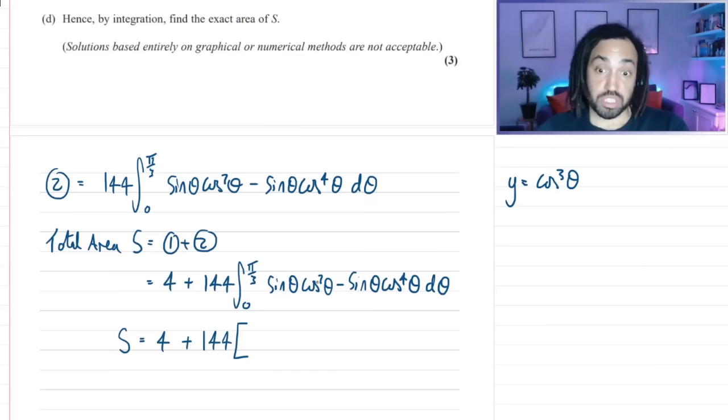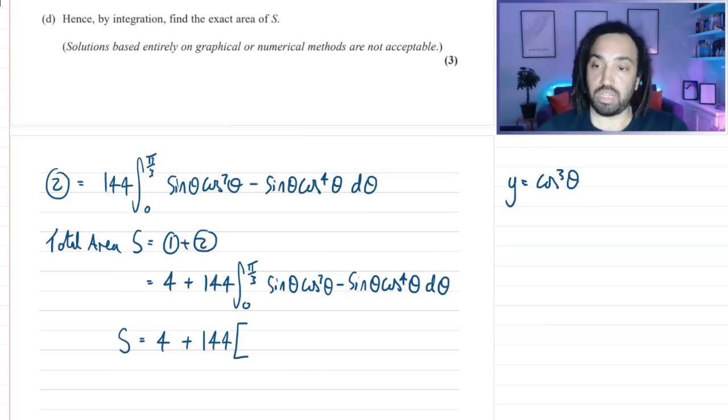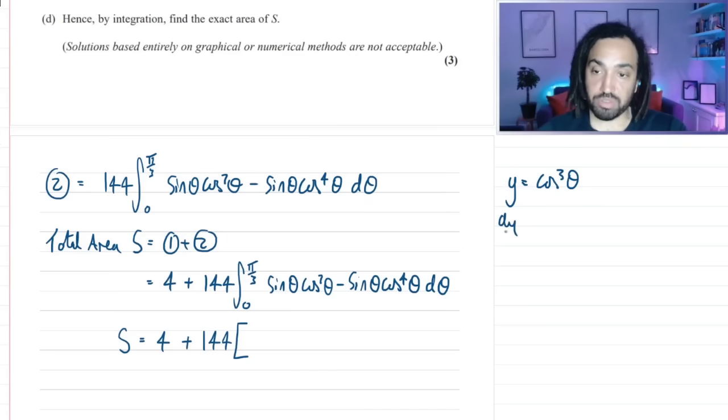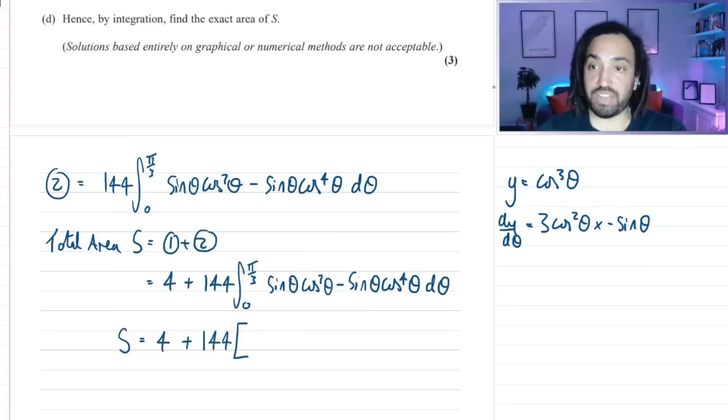So what we do is we just increase the power of this function here, and we set that equal to y, and then we differentiate it to see how close we get. So when we differentiate this, we get 3 lots of cos squared theta times by cos's derivative, which is minus sine theta. Okay, so this is really close to what we are integrating. It's just out by a factor, it's 3 times too big and it's negative.